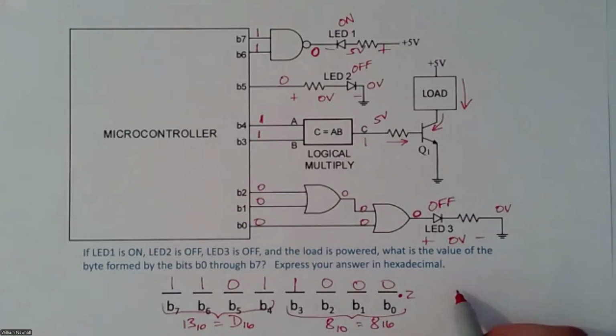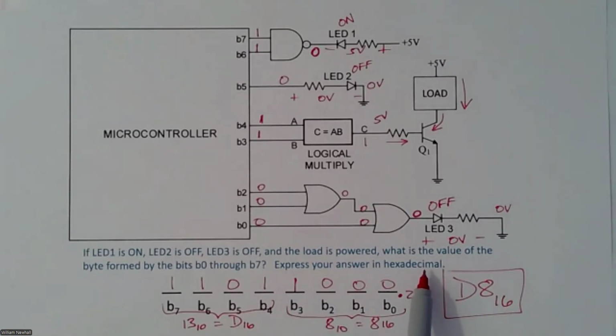Okay, so the answer is D8, base 16. That is the value in hexadecimal to which you would set this byte in order to have LED 1 on, LED 2 off, LED 3 off, and the load powered. Okay, so that should help you out with your homework problem that you have due this week.